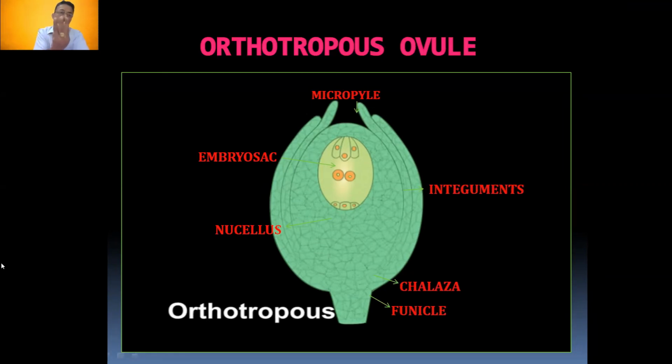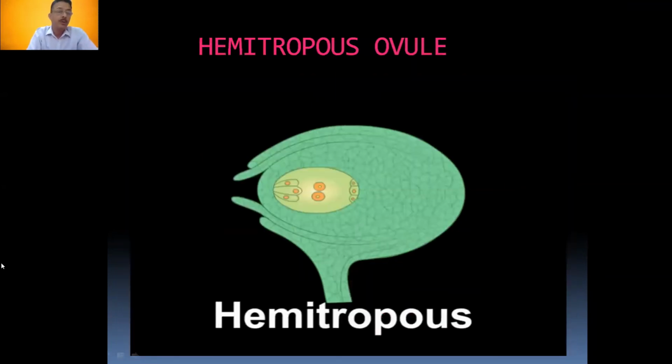The mouth is on the upper side. This is called orthotropous ovule. In the next picture of the structure of ovule, the second type is hemitropous. Hemi means half. This was absolutely at the top, its mouth, the micropyle.